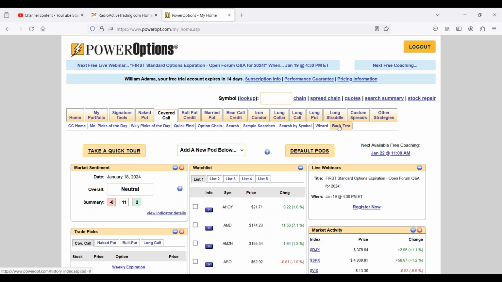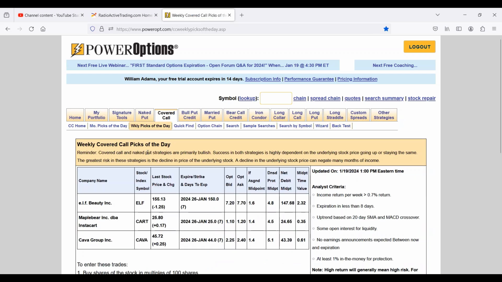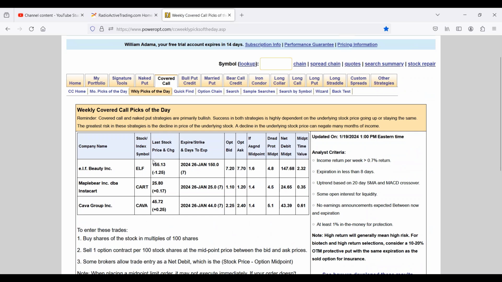For covered calls, naked puts, bull put credits, and long calls, actually, you'll see these picks of the day selections. And the picks of the day selections here are, you see usually the top 2 or the top 3. They're updated once per day with the top trades that match a default criteria set.